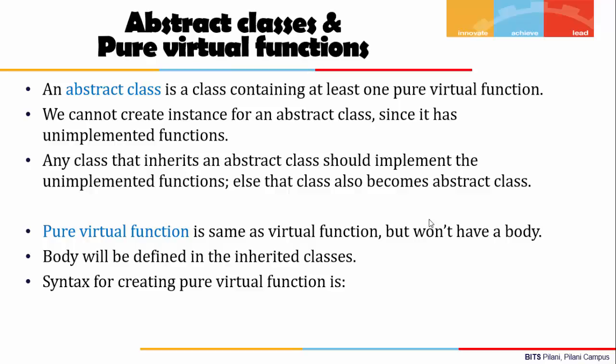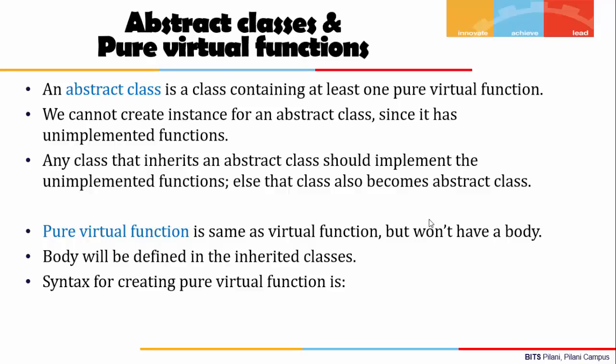So when we create a class shape but we want to calculate the area of a circle or square, we need not create any object of shape. We can declare shape as an abstract class. If you want to create an object of an abstract class, the compiler will show an error. An abstract class is a class containing at least one pure virtual function.